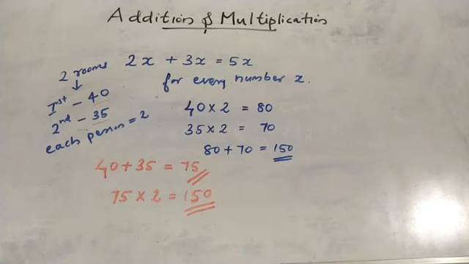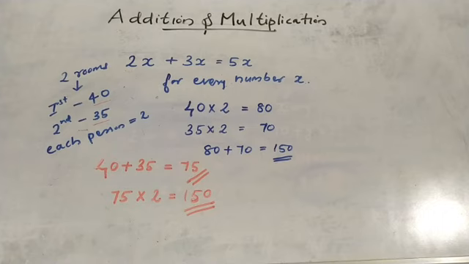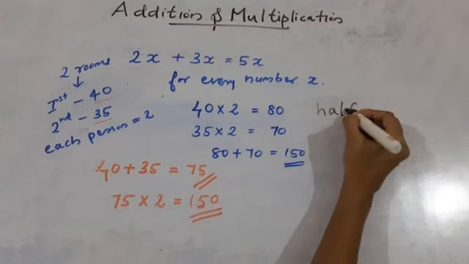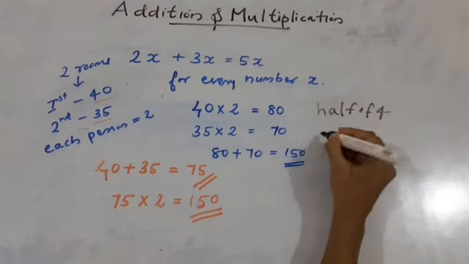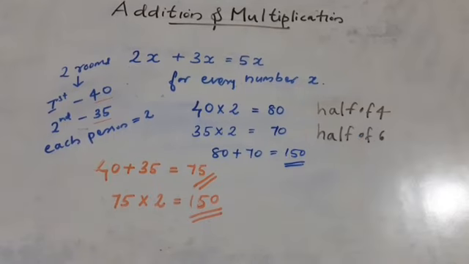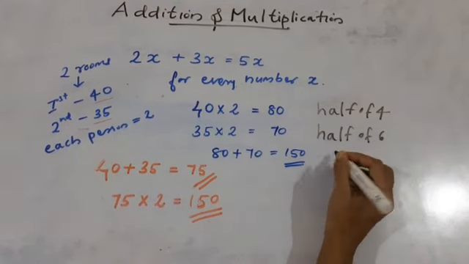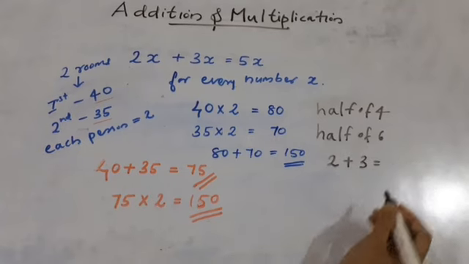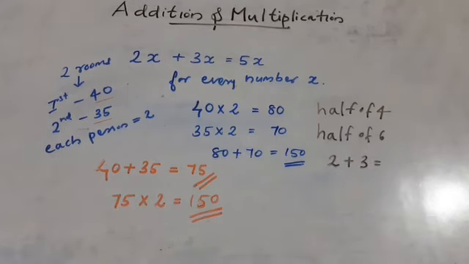This can be done in the case of multiplication by a fraction also. That means, for example, if we want to add half of 4 and half of 6, that means half of 4 is 2 and half of 6 is 3, that is equal to 5.